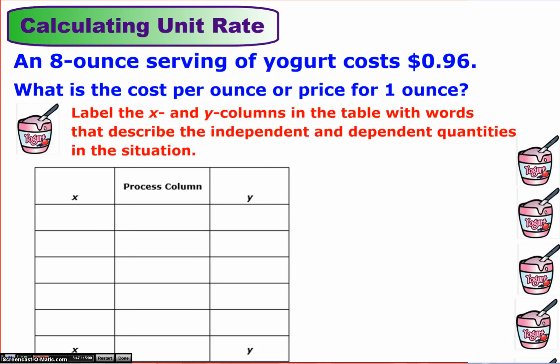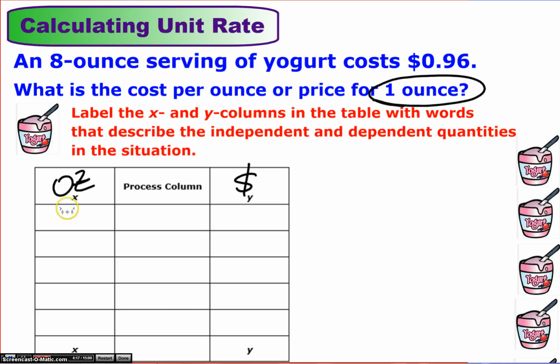An 8-ounce serving of yogurt costs 96 cents. What is the cost per ounce or price for 1 ounce? So we're looking for what? 1 ounce. But where are we starting? We need to label our axes. So what is X? X is our independent variable. So are we talking about the serving size or are we talking about the price? If you said serving size or thought serving size, you are correct. So put ounces above X and put money above Y.